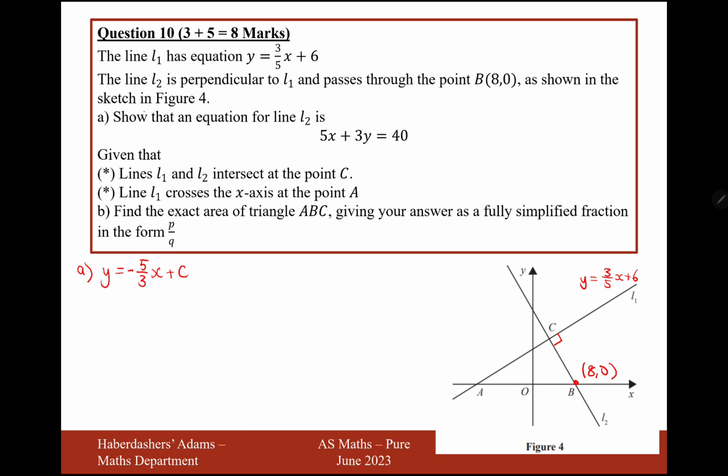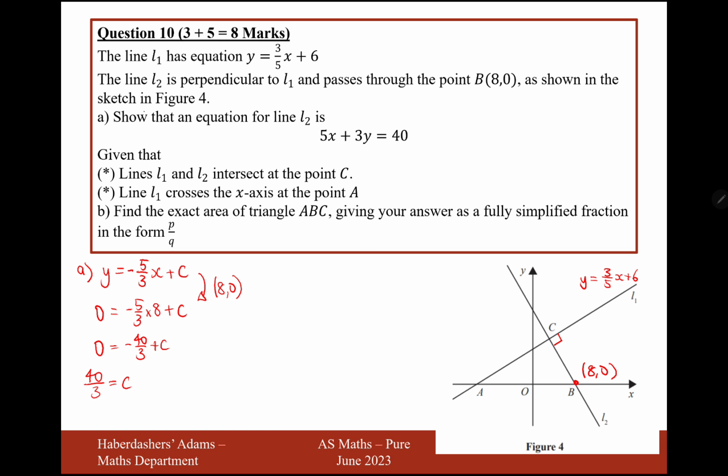We know that L2 goes through the coordinate (8, 0). So let's substitute that in. That tells us the x-coordinate is 8 and the y-coordinate is 0. So y is 0 and the x-coordinate is 8. And we don't know what c is. Let's multiply those two together. We get minus 40 over 3 plus c. Move the 40 over 3 to the other side. And we now know the value of c is 40 over 3.